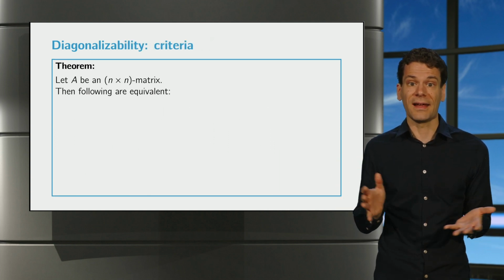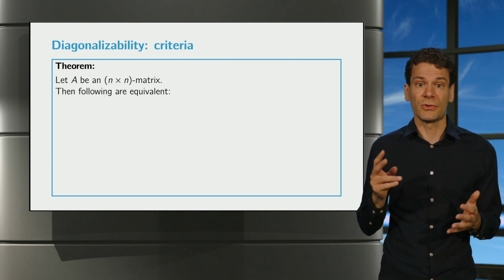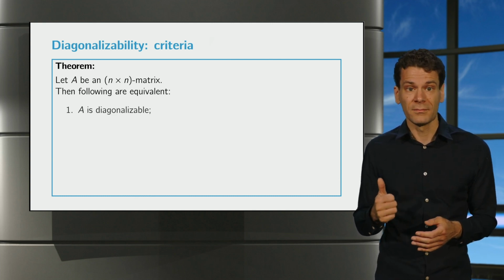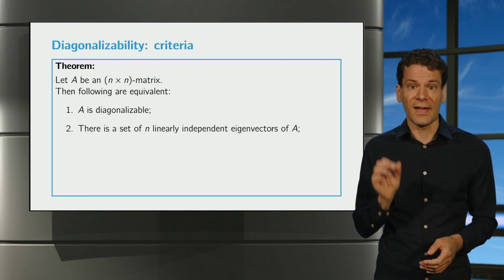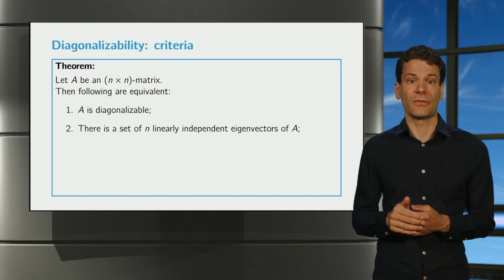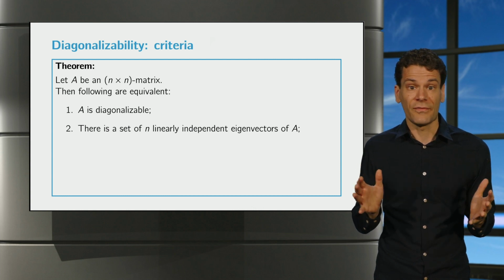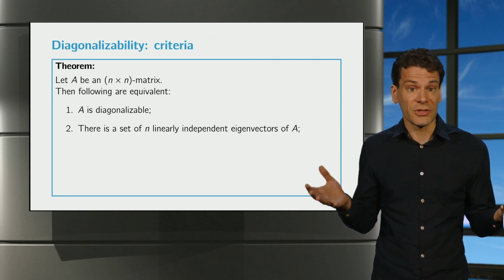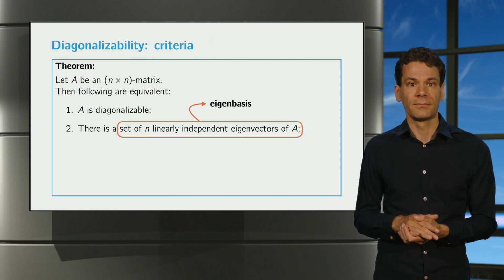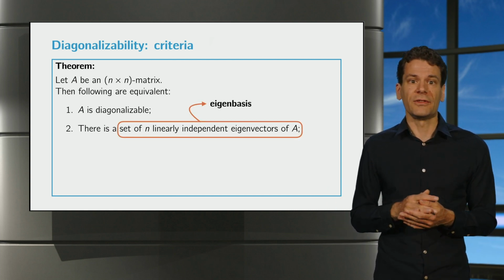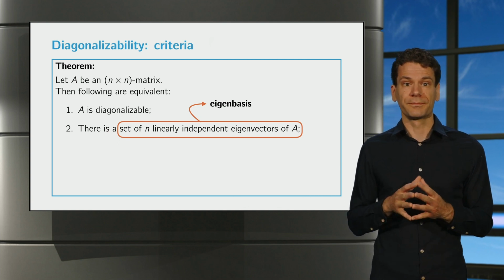This already gives a characterization of diagonalizability. Given an n by n matrix A, the following two statements are equivalent. 1. Matrix A is diagonalizable, and 2. There is a set of n linearly independent eigenvectors of A. Since the vectors lie in R^n, this set must in fact be a basis of R^n, sometimes called an eigenbasis. I will add more equivalent statements to this list in this video.